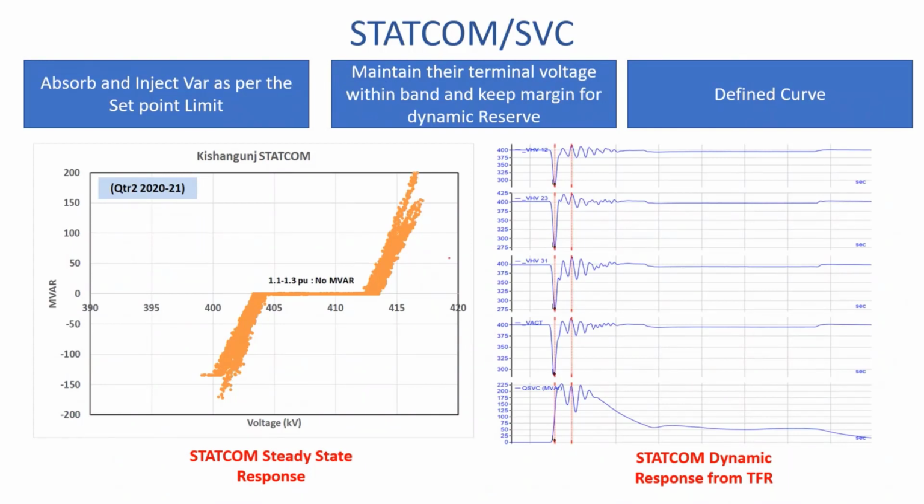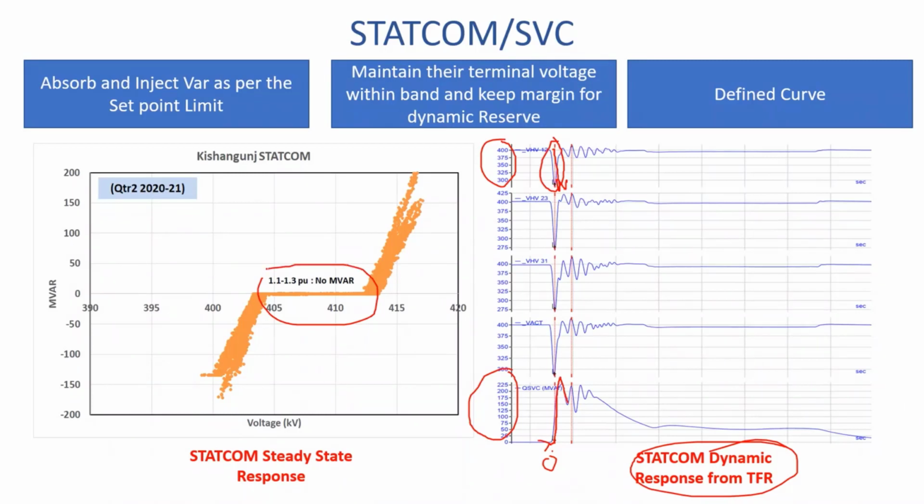You can see that this is the voltage and this is the reactive power. When there is a fault in the system, this voltage has immediately reduced. You can see the reactive power from the STATCOM was 0, and as soon as there is a fault, within a millisecond it went up to 225 MVAR. So this is why STATCOM and SVCs are important, because they provide dynamic reactive power support to the system. Okay.